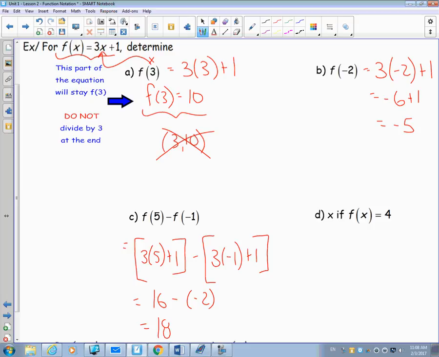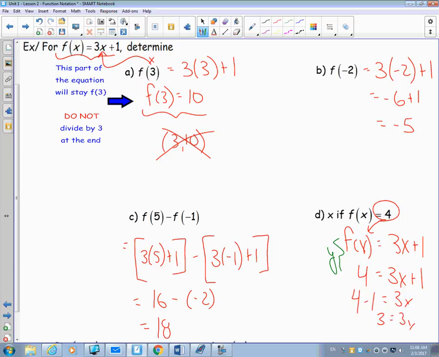I want to find x if the function value is 4. So this function, 3x plus 1, I'm being told that the function is 4. I need to find the x that goes with it. I've basically been told the y value. In some ways you can think of this as your y value, right? We need to solve this. So 4 minus 1 is 3x, 3 is 3x, so x is 1. There's a point on a graph at 1 and 4.